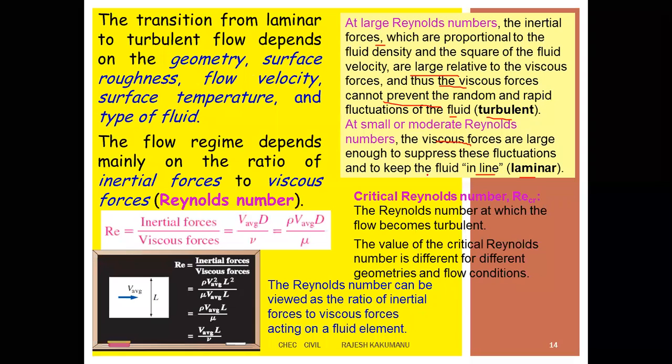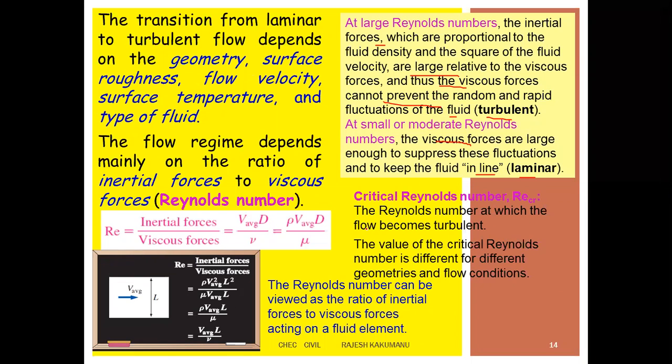Okay, next. The critical Reynolds number, Re critical. This is the Reynolds number at which the flow becomes turbulent. The value of the critical Reynolds number is different for different geometries and flow conditions. So depending upon the geometries and the flow conditions, the Re number will automatically differ.